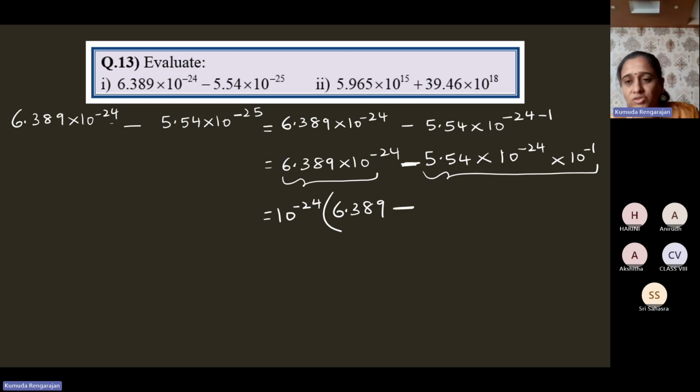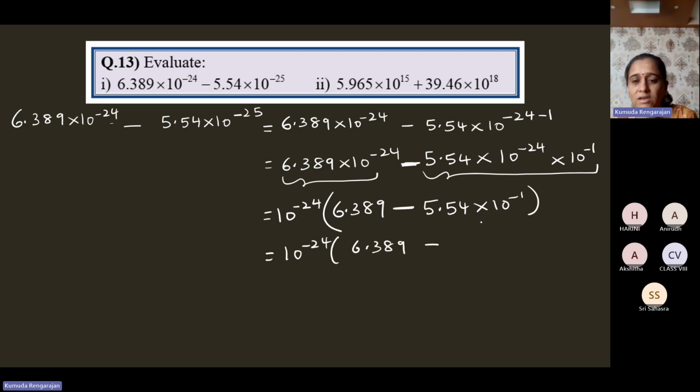Now here we have 1, 2, 3 numbers in the second expression. Of that, 10 to the power minus 24 is common, which is outside. So write the remaining two numbers as they are, 5.54 into 10 to the power minus 1. Next step, write this as it is, this also as it is, minus 5.54. 10 to the power minus 1 can be written as 1 by 10. Reciprocal of the base. 10 by 1 is 1 by 10. Negative of the power. Minus 1 is plus 1.